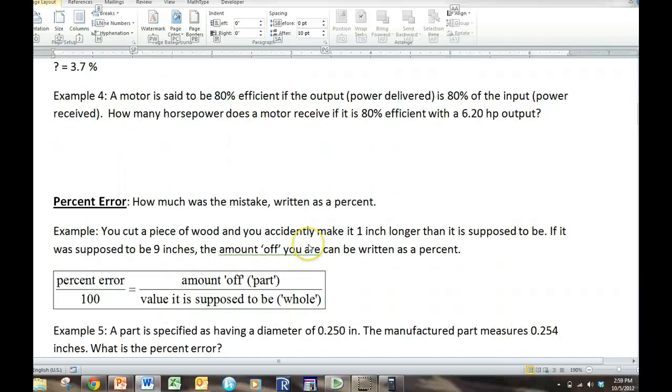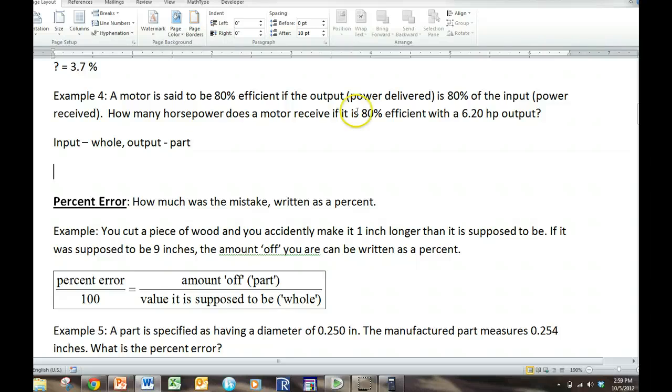Okay, let's move on to example 4. A motor is said to be 80% efficient if the output is 80% of the input. How many horsepower does a motor receive if it is 80% efficient with an output of 6.20 horsepower? HP stands for horsepower. Now it says that the output is 80% of the input. Now remember, it's always of the whole, which means that your input is the whole and the output is the part. So I know my percent, I know my part, and I'm looking for the whole.